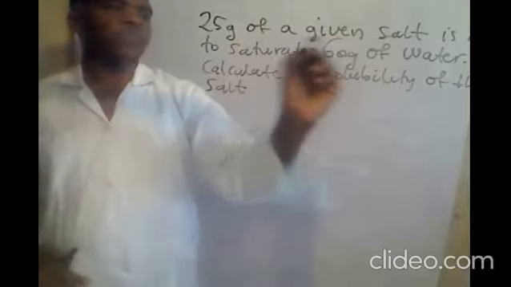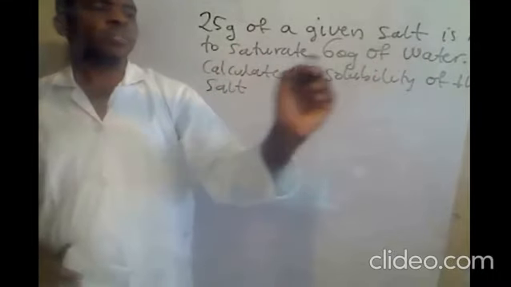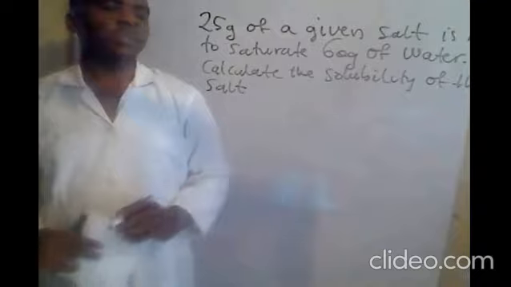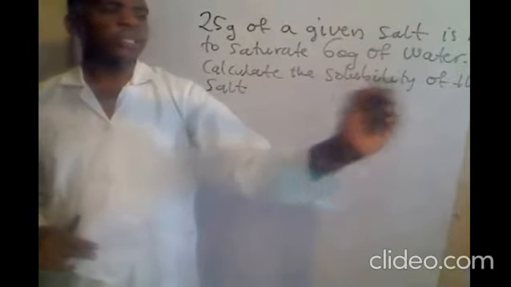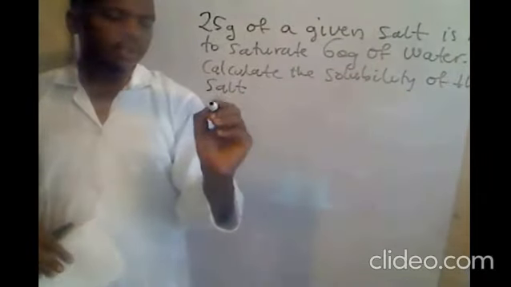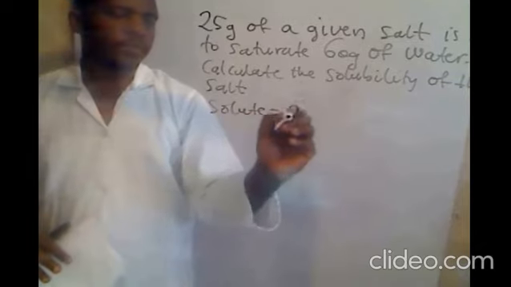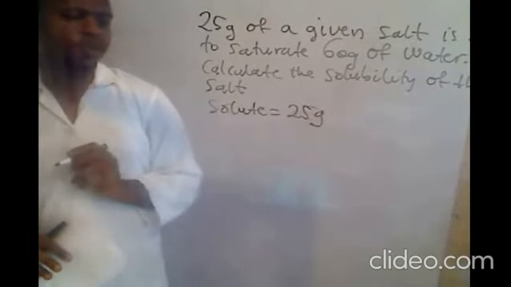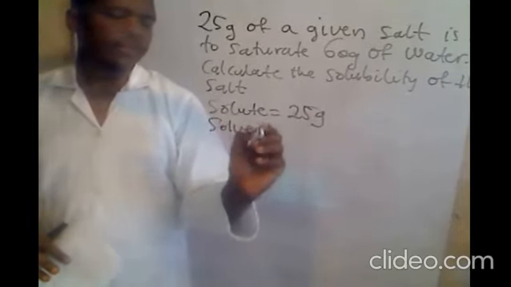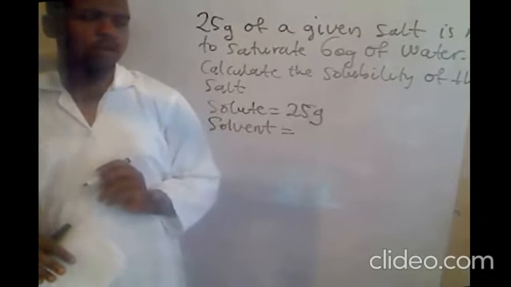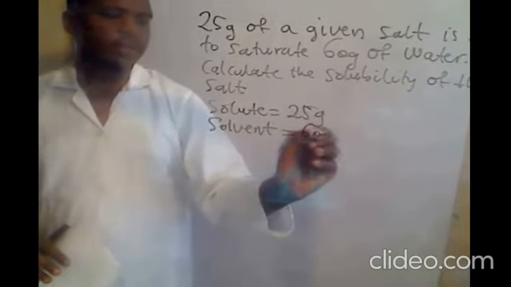25 grams of a given salt is needed to saturate 60 grams of water. Calculate the solubility of this salt. So, solute is 25 grams. Amount of solvent equals 60 grams.